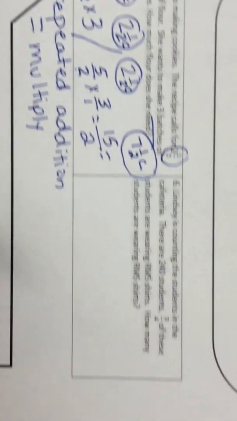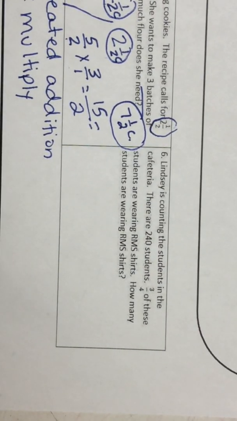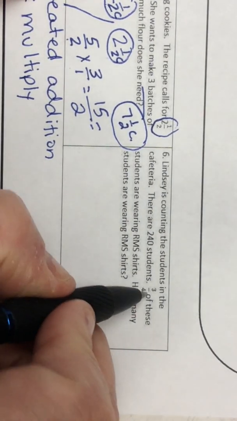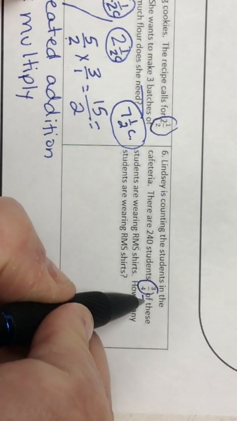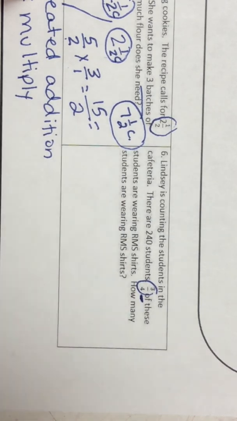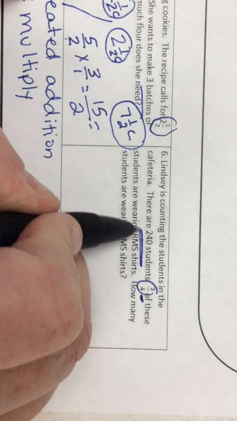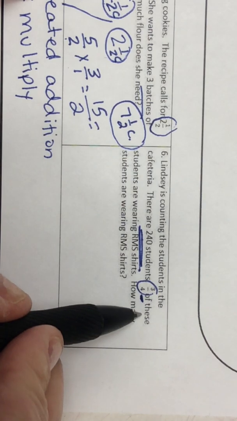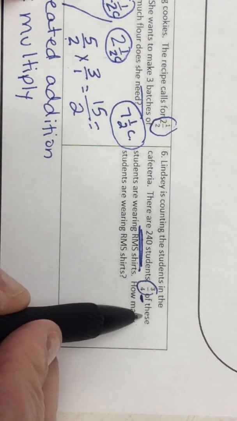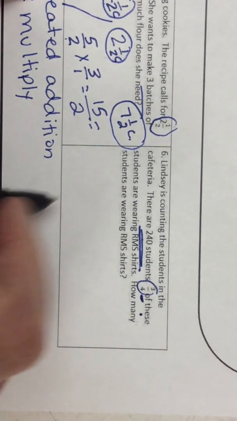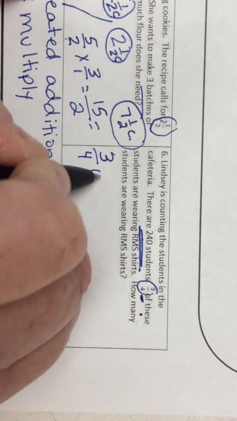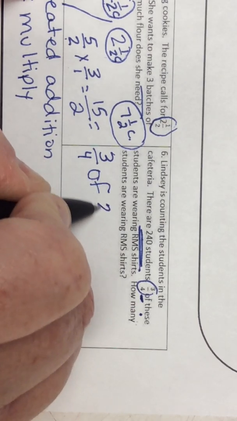Oh, our bell's about to ring here. Just ignore it, okay? Lindsay is counting the students in the cafeteria. There are 240 students. 3/4 of them are wearing RMS shirts. So how many students are wearing RMS shirts? So really, it's 3/4 of what students are there? These 240. Okay? It doesn't always say 3/4 of 240. It's going to say 3/4 of these, and you have to figure out what number represents these. So 3/4 of 240.